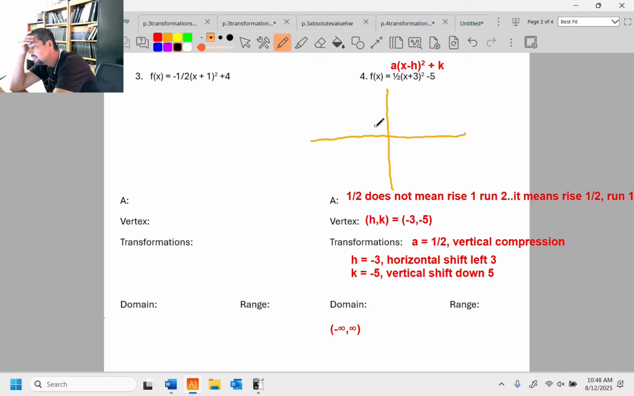Anyways, I got a vertex, left 3, down 5. Of course, I know I've got plenty of kids this year who struggle with just plotting points. I have no idea why the state of Tennessee puts you in Algebra 2, to be quite honest with you.